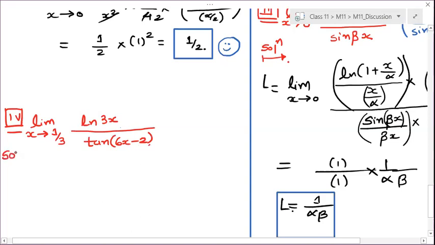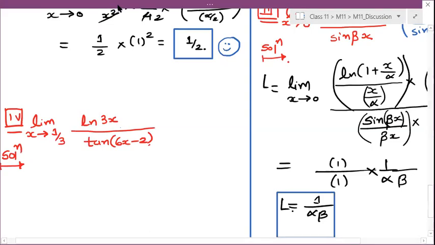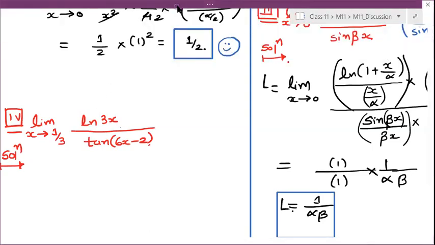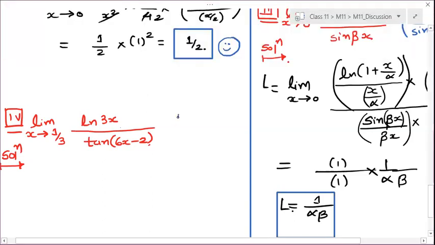So what is your first step, students? To find limit, what is your first step? Just release the limit or not? Okay. So if you release the limit, what you will get over here? ln 3 into 1 by 3. So this is your ln 1 or not? And denominator 6 into 1 by 3, tan 2 minus 2. This tan 0 or not? ln 1 is 0, tan 0 is 0. Okay.